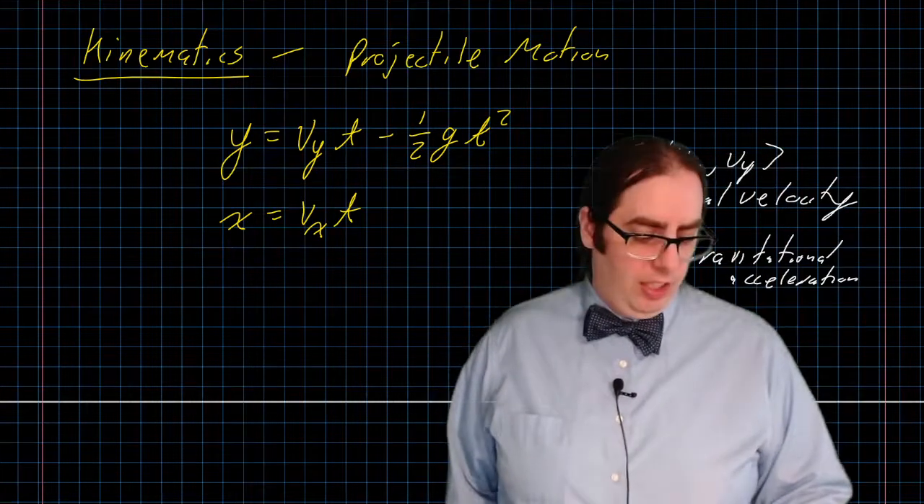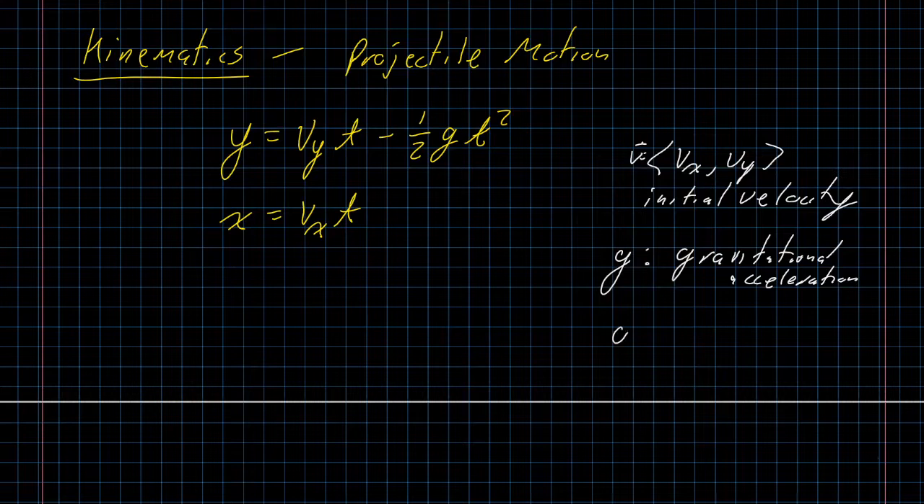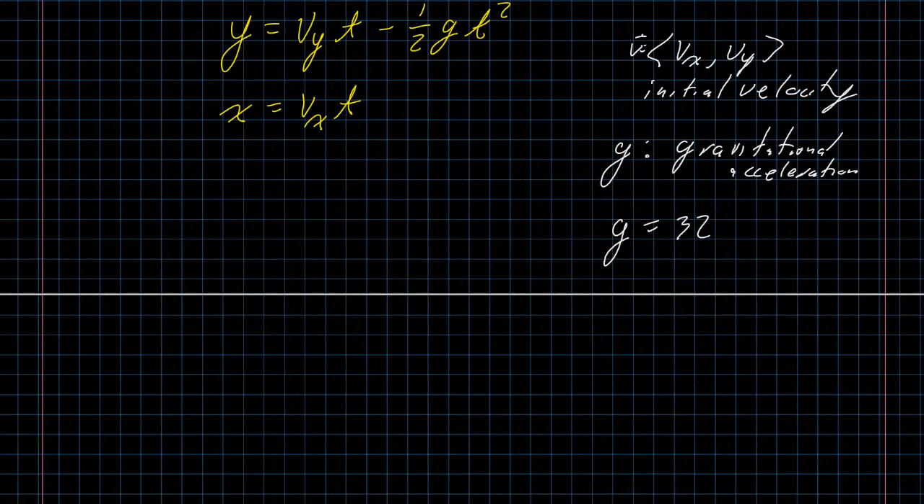So I'm going to set here that g equals 32, and we're going to be using units of feet per second squared. All right, so rewriting this then, y is equal to vy t minus half of 32, which is 16, t squared, and x is vx t.